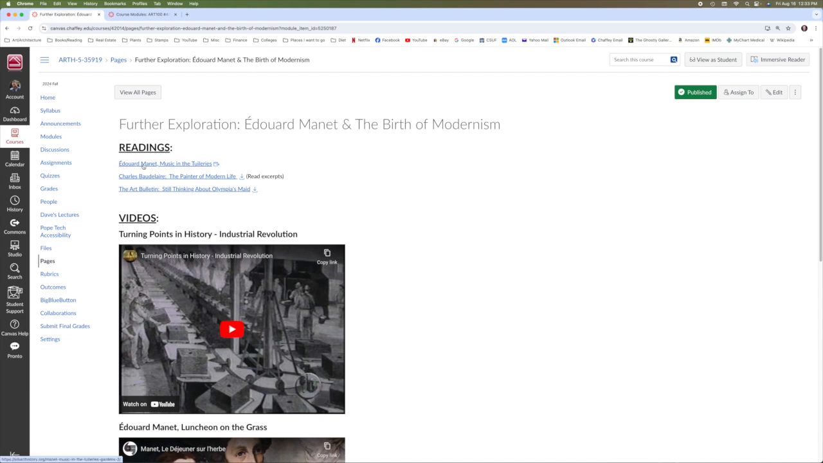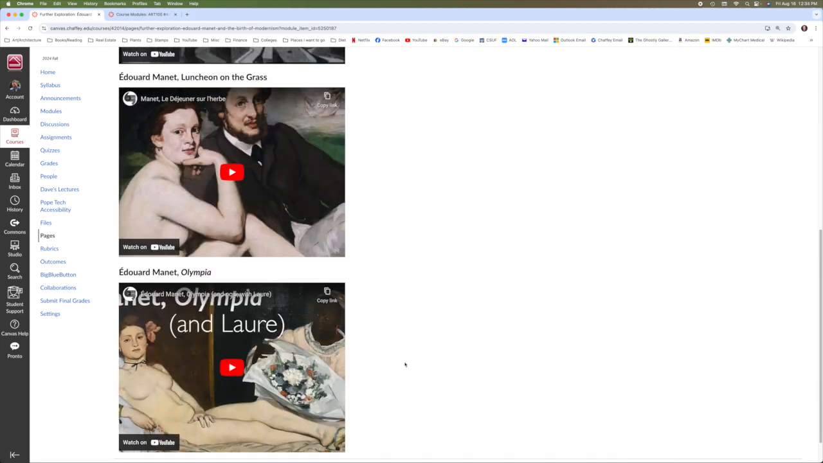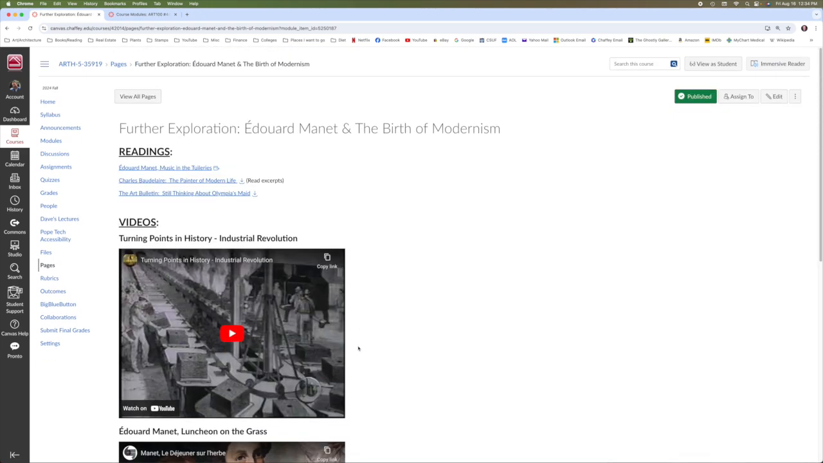A little reading on Edward Manet's painting Music in the Tuileries. You only have to read a couple parts of Baudelaire's The Painter of Modern Life. You do not have to read it all. And also from the Art Bulletin, "Still Thinking About Olympia's Maid," which is this lady back here. Her name is Laure, and she is a model that's used in a lot of Edward Manet's paintings.